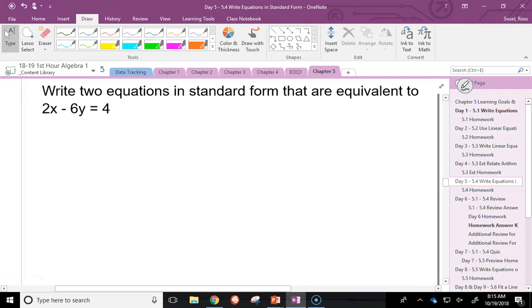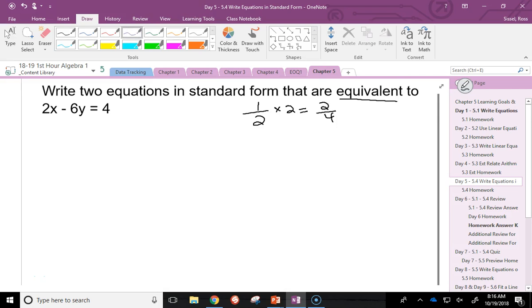Write two equations in standard form that are equivalent to 2x minus 6y equals 4. This is the same thing as fractions. You remember how I have 1/2 as a fraction? How do I make an equivalent fraction? Times it by anything, mainly, right? If I did 1/2 times 2, I get 2/4. I could times it by 3 and get 3/6. I could times it by 10 and get 10/20. I'm going to do the same thing here, but we just have to make sure you distribute it to everything.